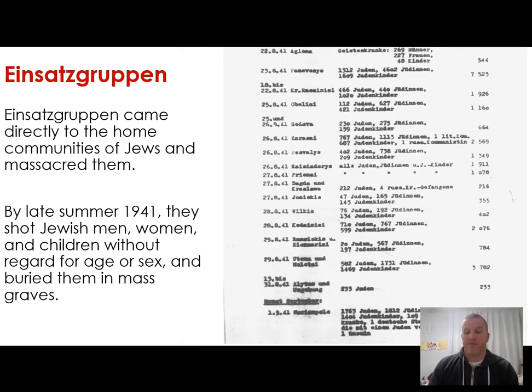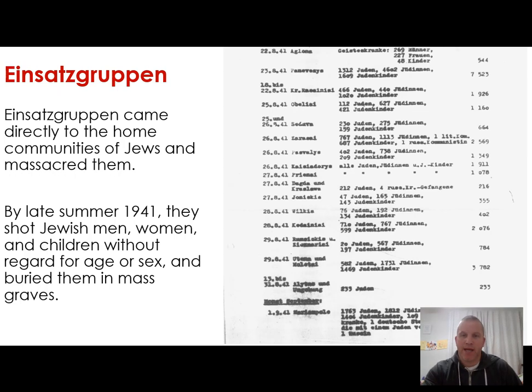Now, at first they just targeted men, but then by the late summer they start to target men, women, children, just anyone. Here's a copy. This is one page from what's called the Jaeger report. This is coming from Einsatzgruppen Group A.